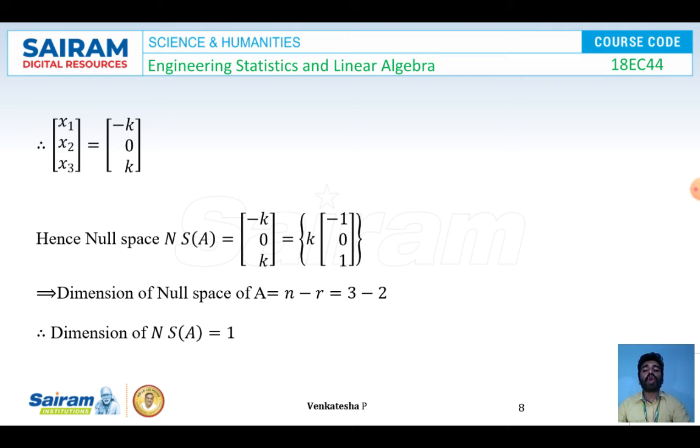Hence, the dimension of the null space of A is given by n minus r, and it is 3 minus 2. Therefore, the dimension of the null space of the matrix A is 1.